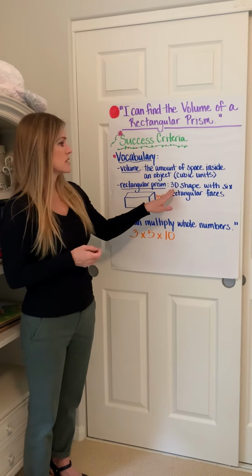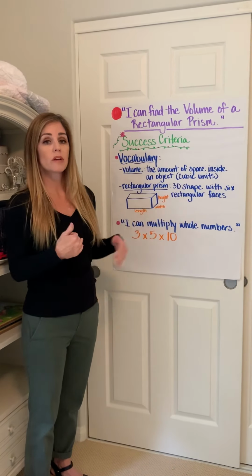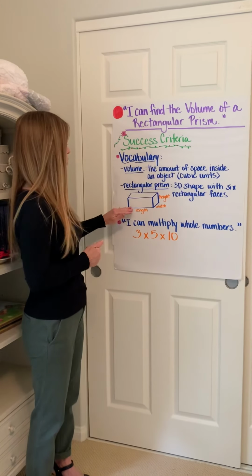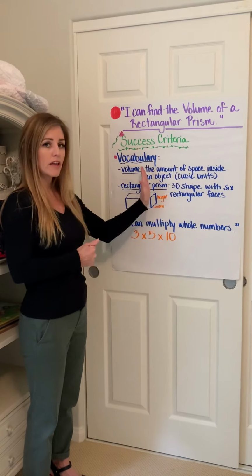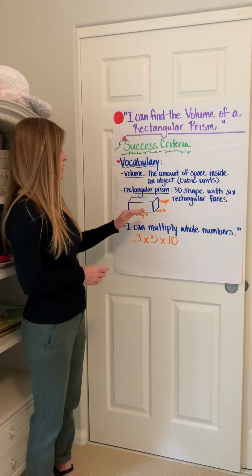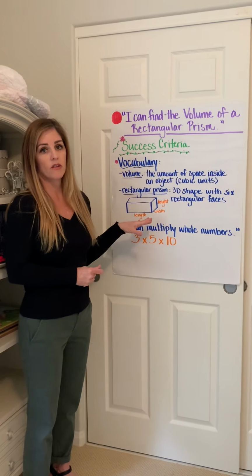A rectangular prism is called a 3D shape, 3-dimensional. The D stands for dimensions, so there's 3 dimensions. We have length, width, and height. Remembering height is always the vertical. So those are our 3 dimensions that we're looking at when we're looking at a rectangular prism.